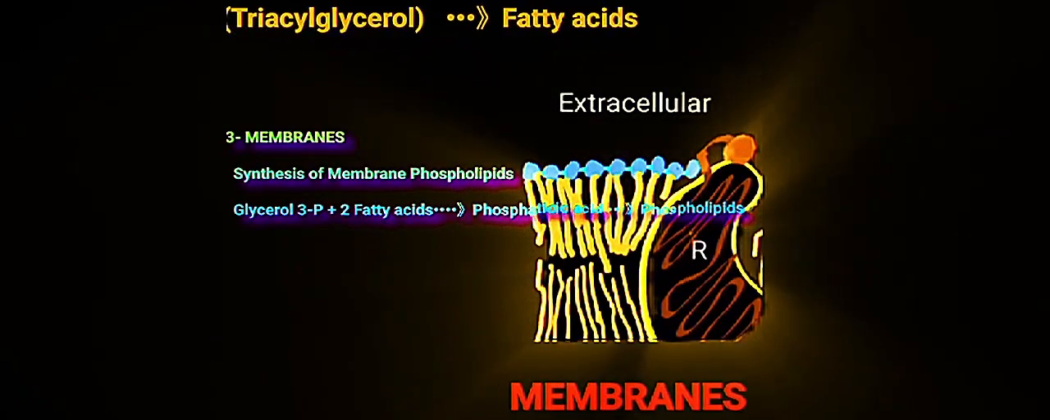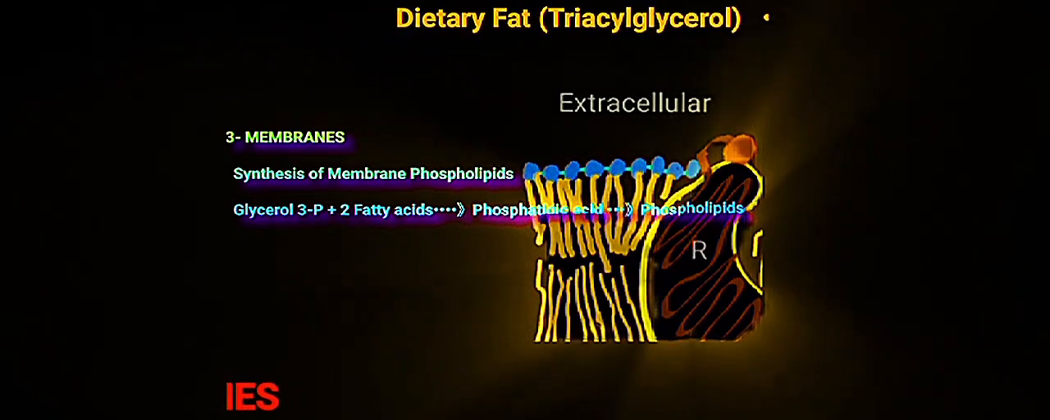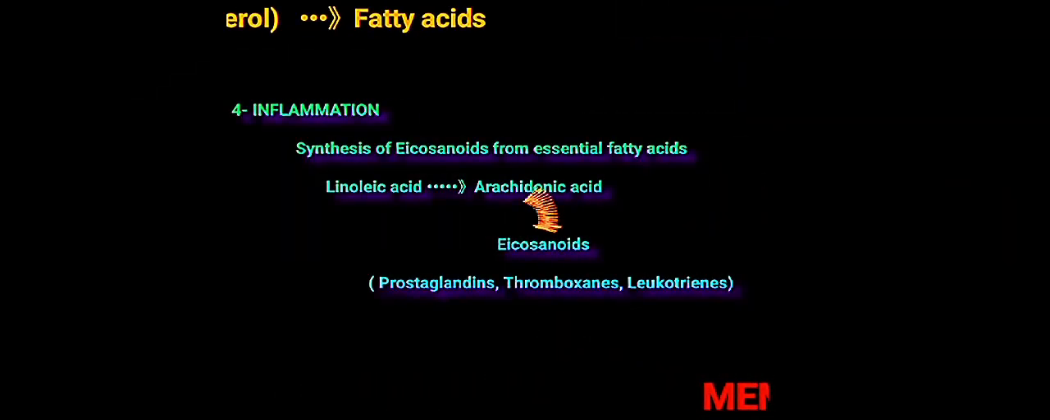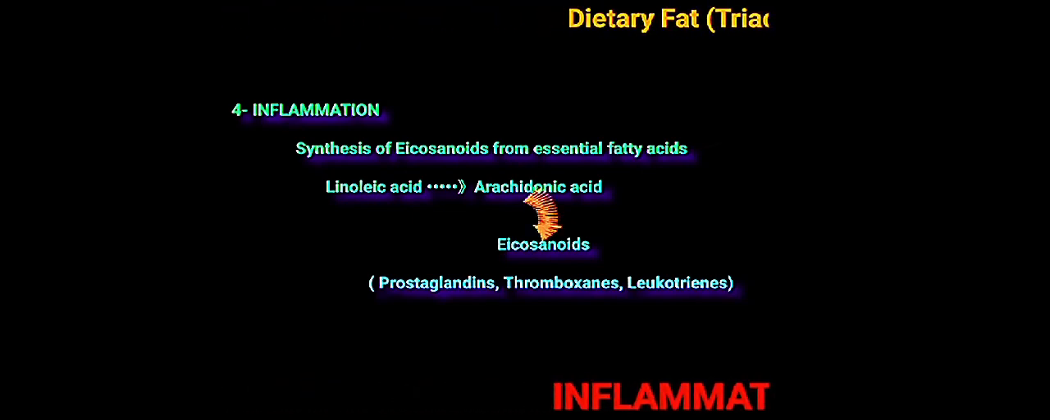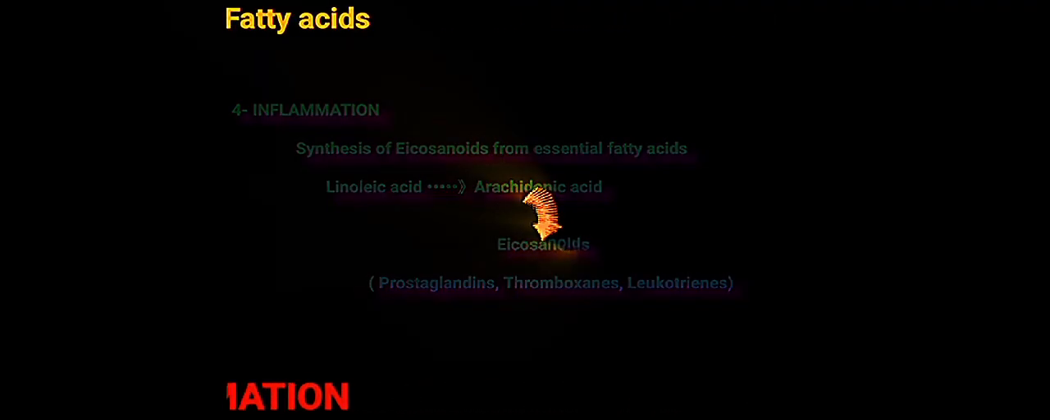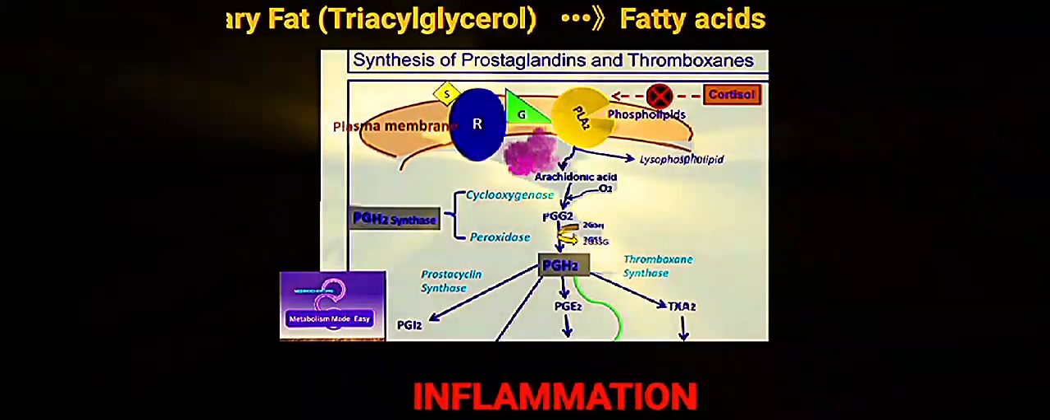Phospholipids, the major membrane components, are made from fatty acids and glycerophosphate. The essential fatty acid, linoleic acid, is the precursor of arachidonic acid, which in turn is the precursor of all eicosanoids.